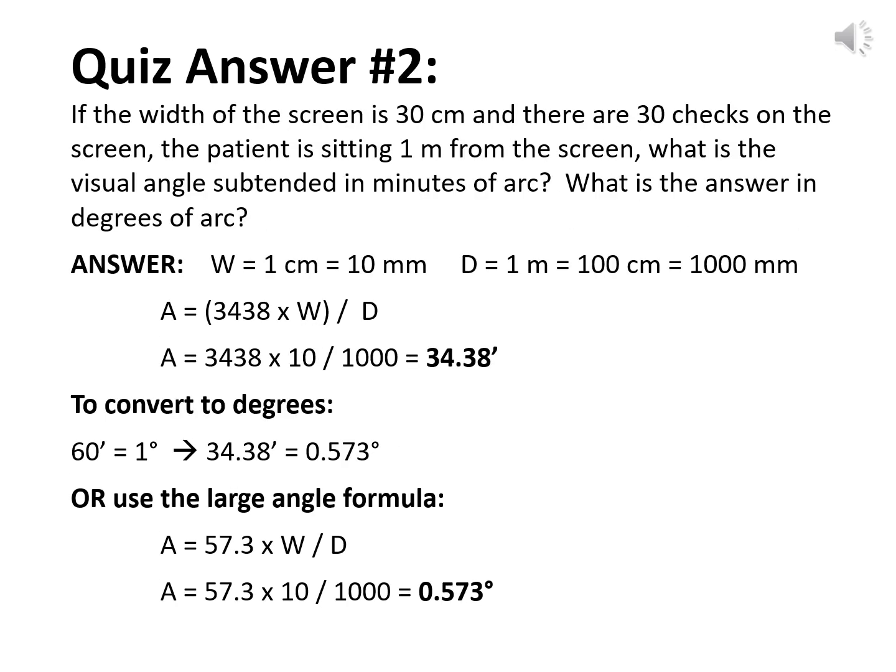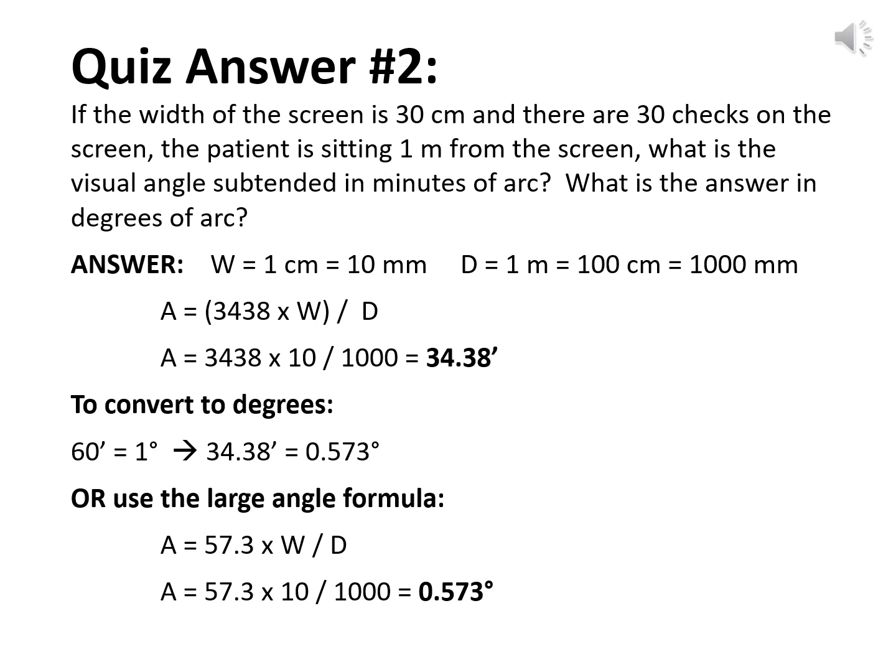Question number 2 asks, if the width of the screen is 30 centimeters and there are 30 checks on the screen, and the patient is sitting 1 meter from the screen, what's the visual angle subtended in minutes of arc, and what's the answer in degrees of arc? This is not really a trick question. You just have to think about it for a second. We know that the width of the screen is 30 centimeters, and there's 30 checks across the whole screen. That means each check is 1 centimeter wide. So the W variable is equal to 1 centimeter, which we have to convert to become 10 millimeters.